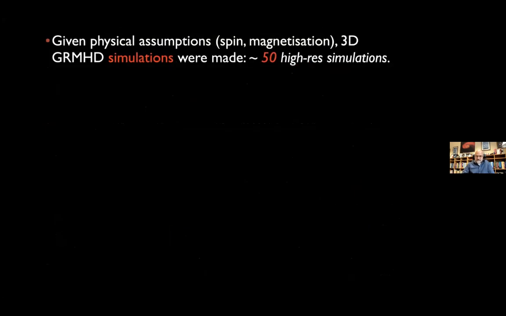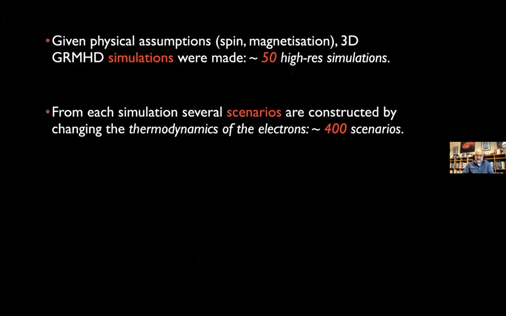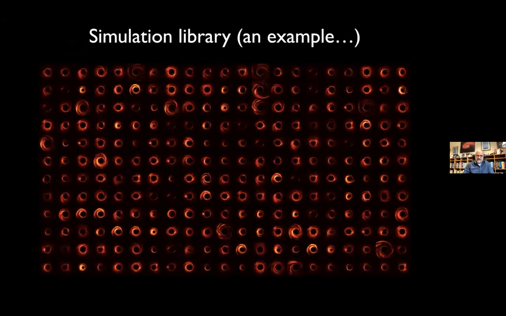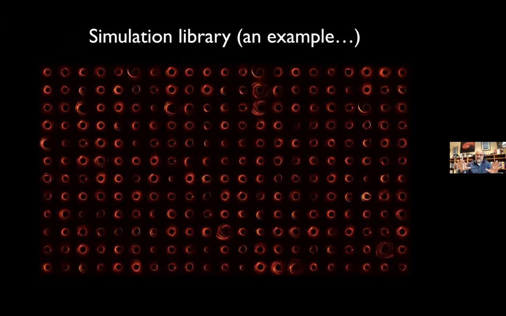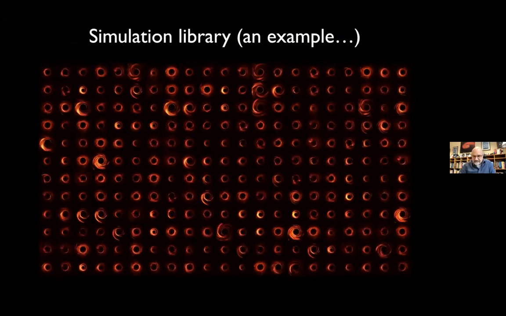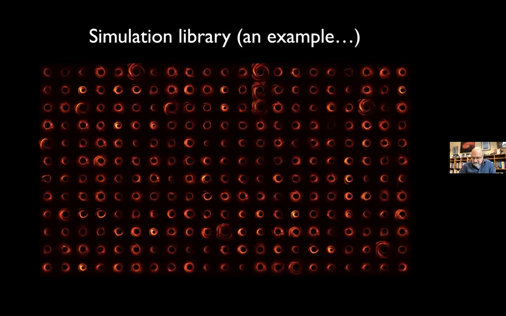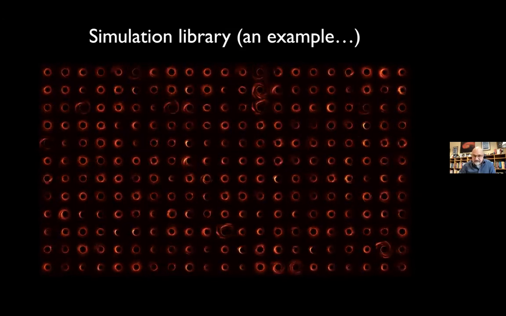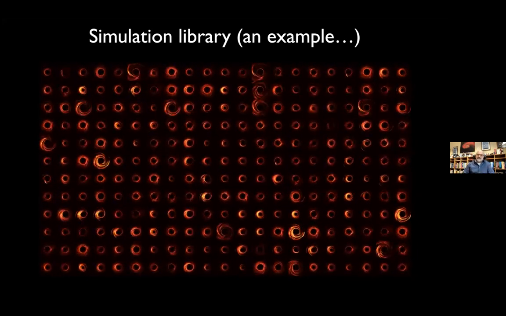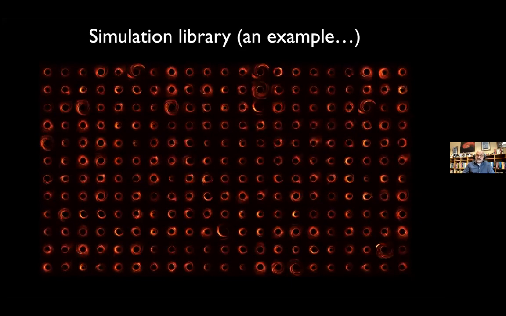So we have carried out a number of simulations, about 50 high resolution simulations. Half of them were done here in Frankfurt. Painting the electrons in different places, we have produced 400 scenarios. And this image just gives you an idea of some of these scenarios. They are maybe all the same inclination, but you can imagine that all of this has to be changed, the inclination. But you can see that there are counter-rotating black holes, there are co-rotating black holes, there are small shadows, large shadows. All of this has to be tuned. You can produce tens of thousands of images.